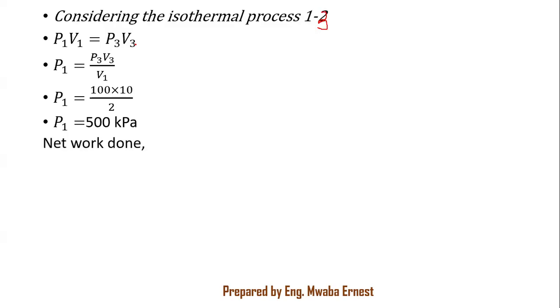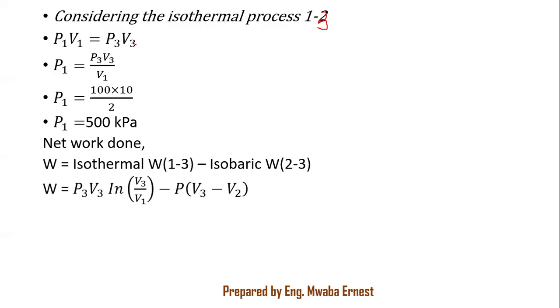Let's go to the net work done. The net work done is going to be the difference between the work done during the isothermal process and the work done during the isobaric process. We subtract the isothermal process work done minus the isobaric process work done. So isothermal, which is 1 to 3, minus isobaric, which is from 2 to 3.